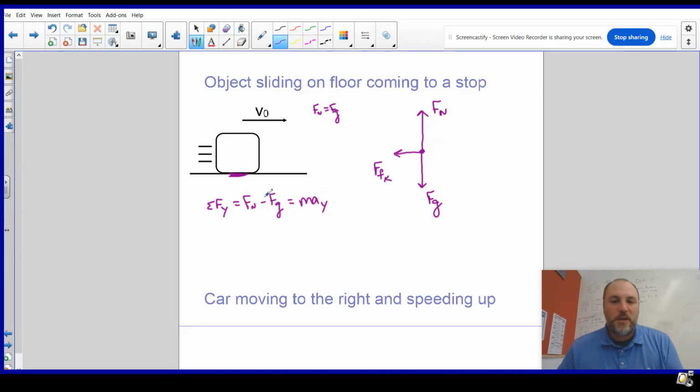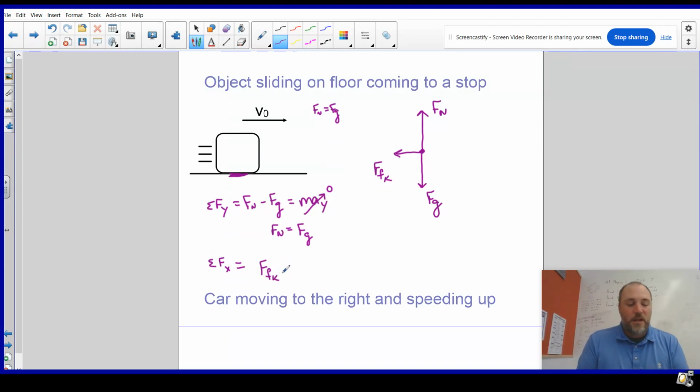I also know that since this object is moving horizontally, the vertical acceleration is 0. So now it would be fair for me to say that Fn is equal to Fg. But I needed to show that. I can't just jump to that conclusion on a free response question. Next, I would sum the forces in the horizontal direction. Since I have only the force of friction against nothing, the net force is just the force of friction.